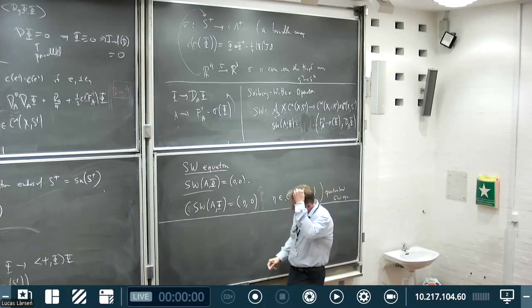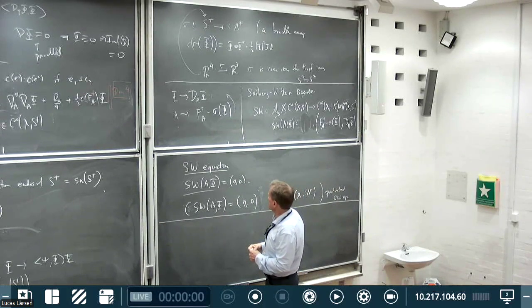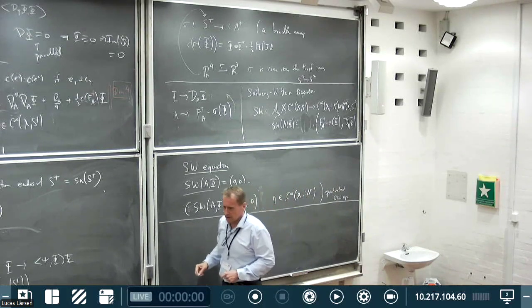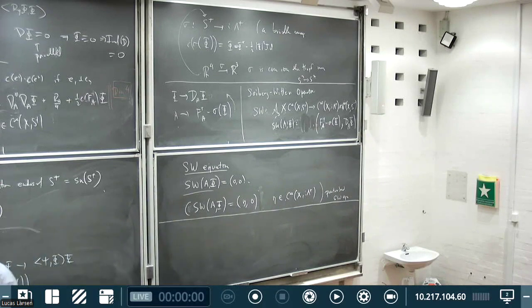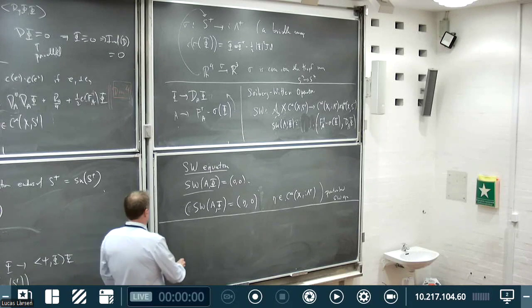All right. So these are the equations. We want to understand solutions to them. And so I want to point out that maybe the first observation is symmetries.